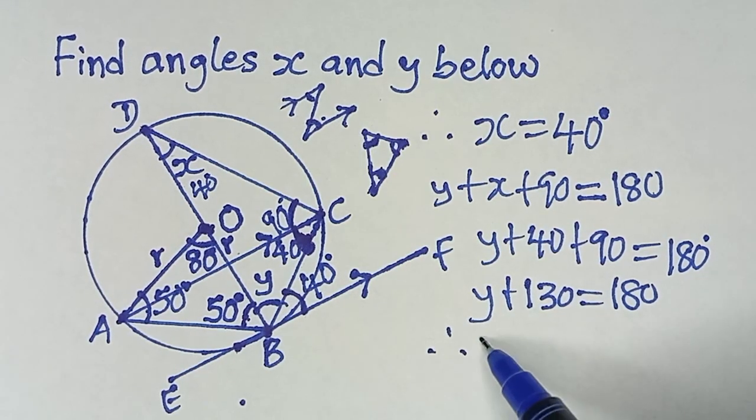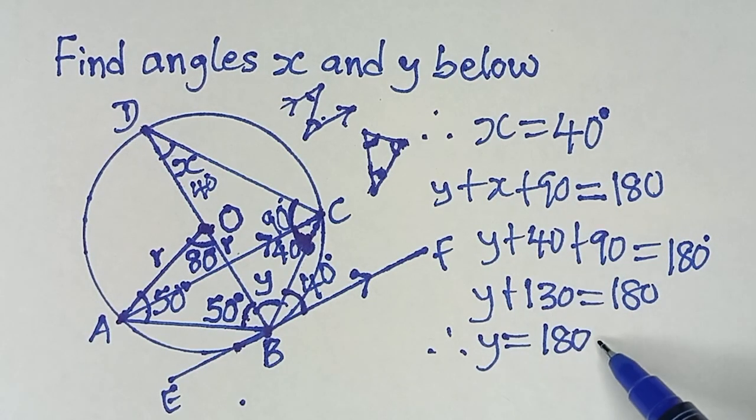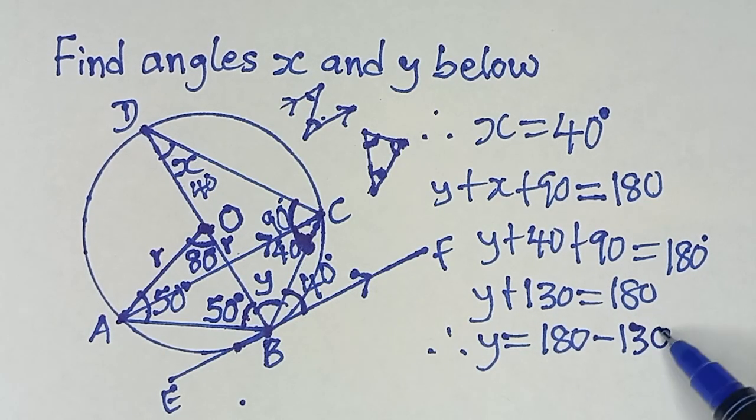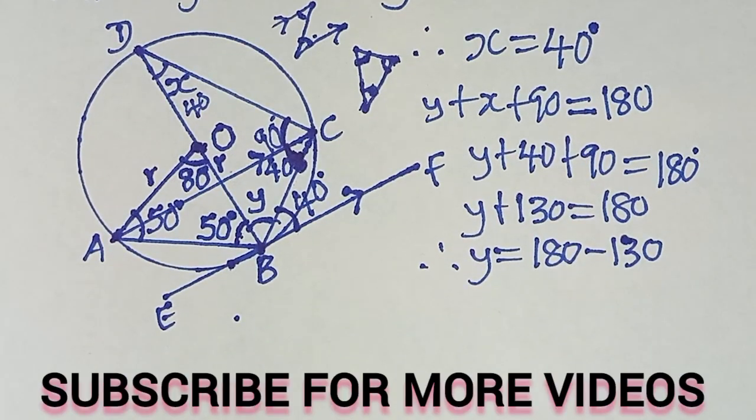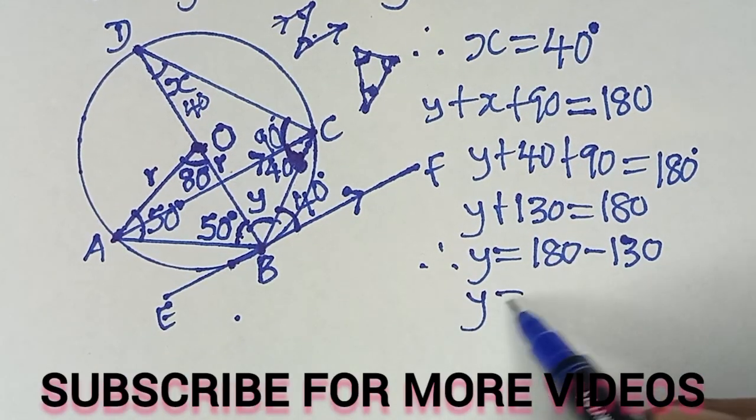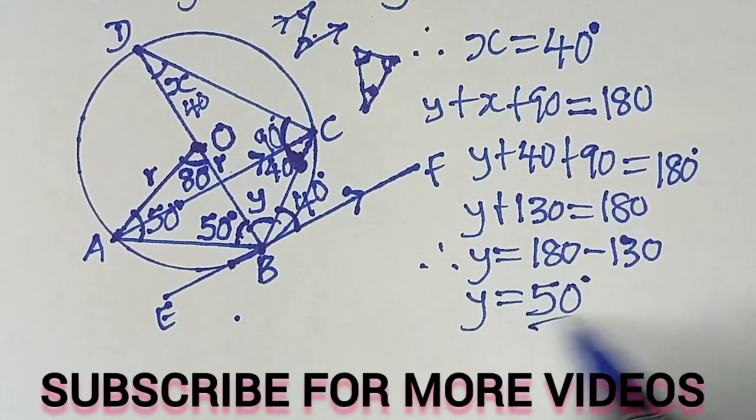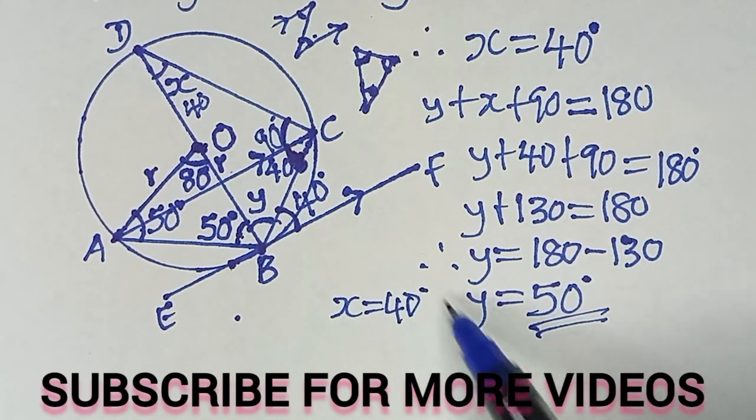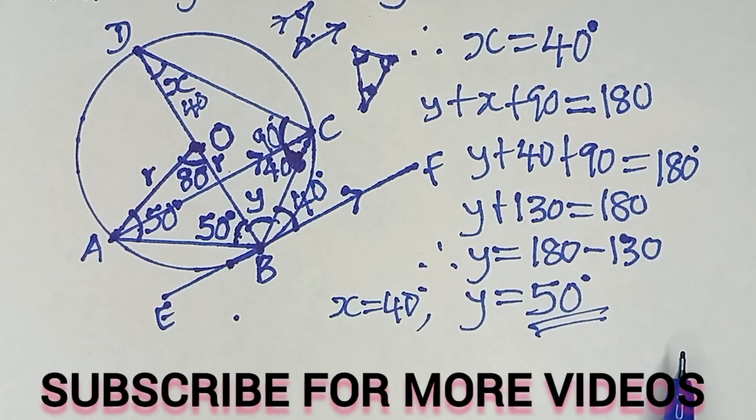So I can conclude and say therefore Y is equal to 180 minus 130. When this plus 130 comes to this side, it becomes minus 130. So in conclusion now, I can say the value of Y, which is what we are looking for here, is equal to 50. 180 minus 130 will give us 50 degrees. And that's the value for Y. Don't forget, X is equal to 40 degrees and Y is equal to 50 degrees as the final answer. Hope you got this explanation fully.